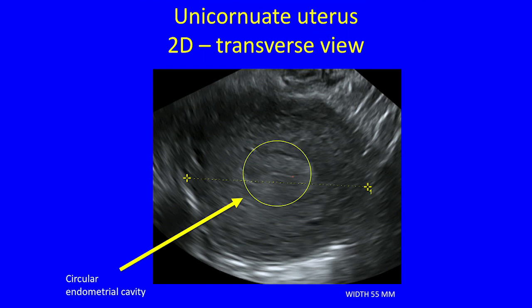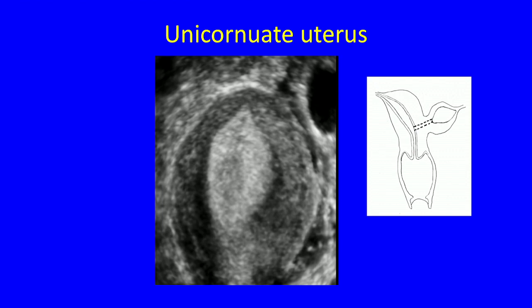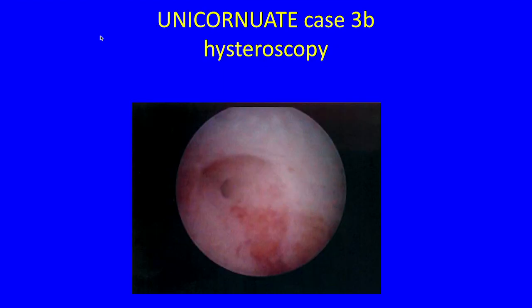And when you then render that for 3D, that's what a unicornuate uterus looks like. So you can only ever find the single interstitial portion of the fallopian tube. This one didn't have an accessory rudimentary horn. And on hysteroscopy, when you pass a hysteroscope into the endometrial cavity, here you can see a single ostium, which is where the interstitial portion of the fallopian tube comes into the uterus. There isn't one on the other side.